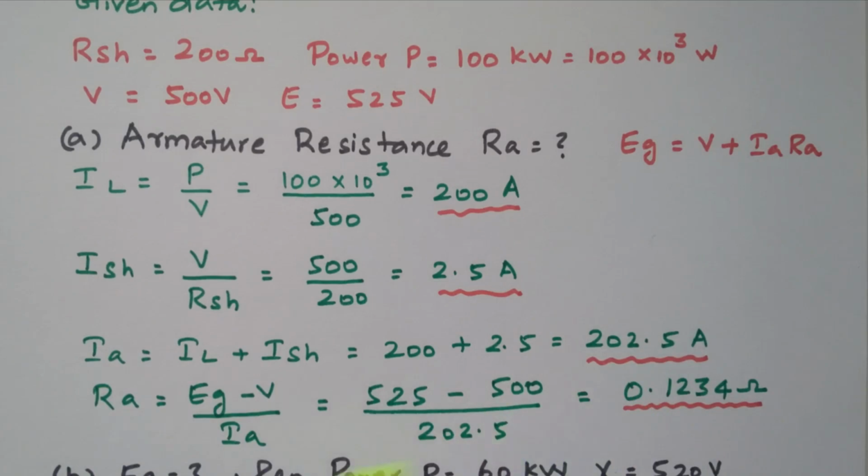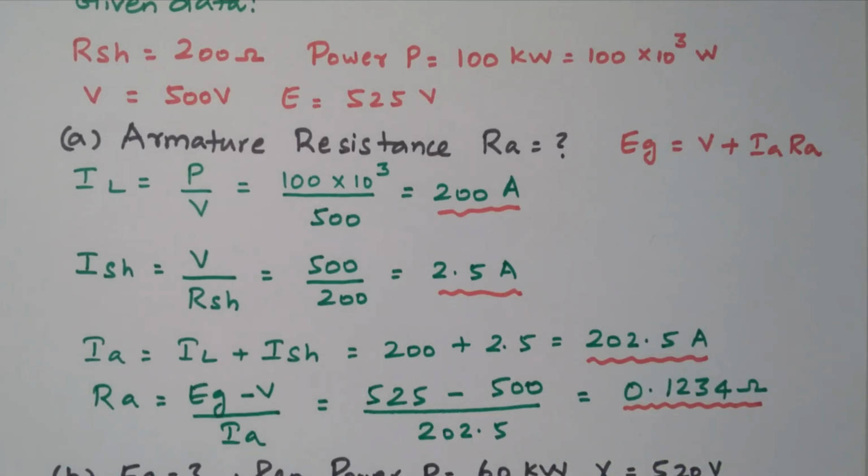Now we need to find the RA. From the formula EG equal to V plus IA RA, RA can be written as EG minus V divided by IA. It is rearranged. We know the EG value, it is 525 volts. The terminal voltage is 500. This IA is 202.5, which we just calculated. By simplifying this, we get 0.1234 ohm. The armature resistance is 0.1234 ohm.